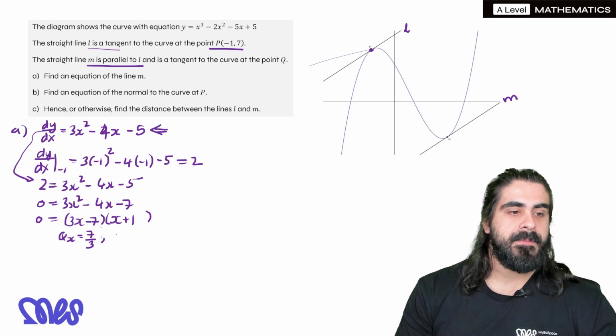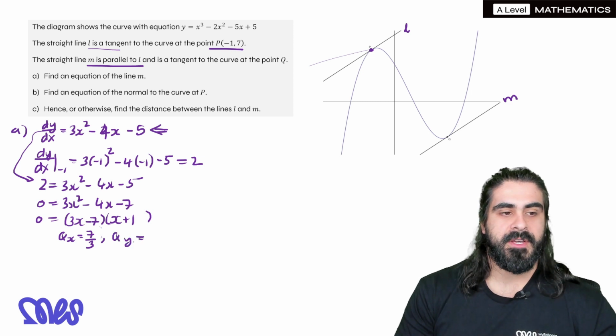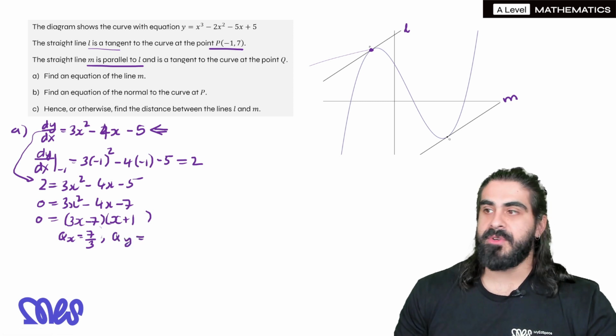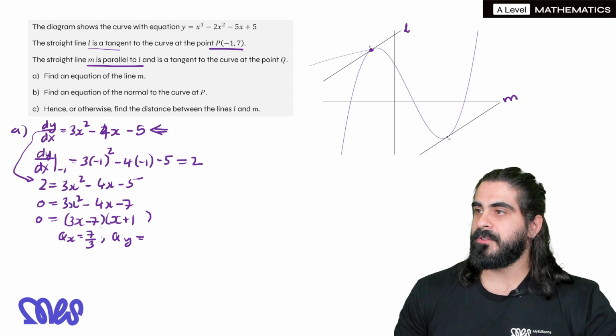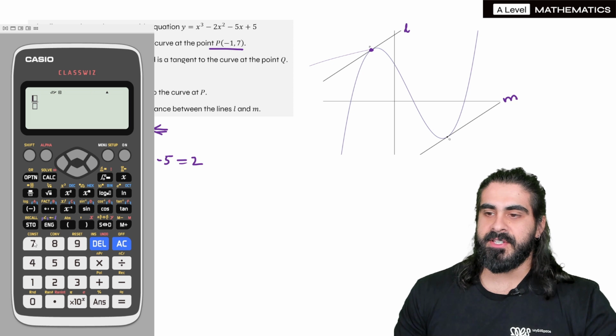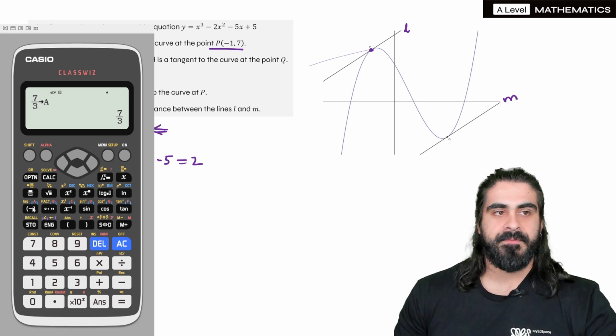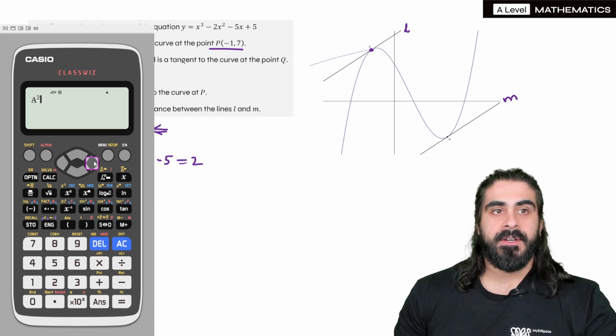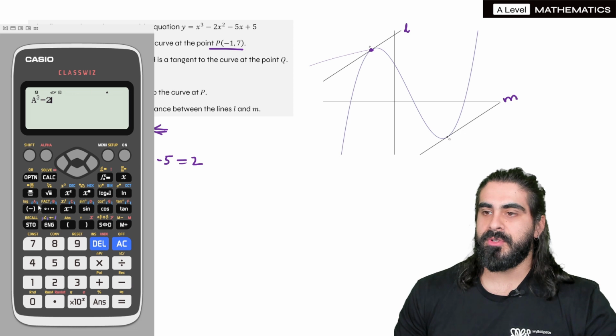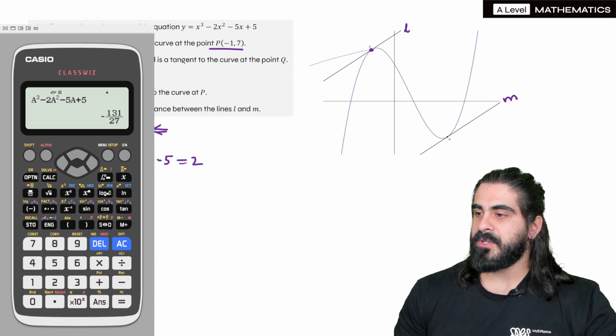All we need to do is find the y coordinate of Q. So for that, we're just going to take 7 over 3 and substitute it into y equals x cubed minus 2x squared minus 5x plus 5. The easiest way to do this is take 7 over 3, let's store it as a. Then we'll do a cubed minus 2a squared minus 5a plus 5. So we get minus 131 over 27.